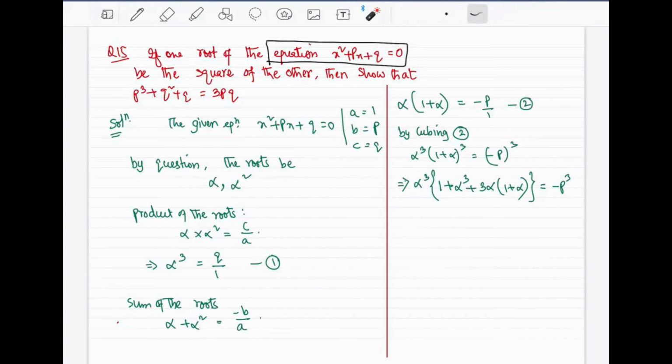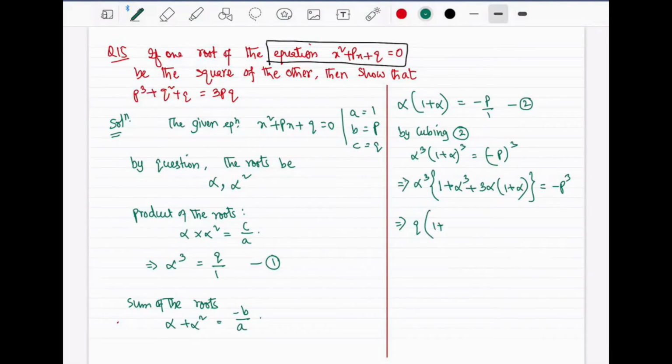Can we put in the value? Do we have all the values? Yes, we do. Alpha cube. Look at the equation 1. Alpha cube is how much? Q. 1, let it be. Alpha cube, it will be Q. 3, okay, let it be. This whole portion, alpha 1 plus alpha, is this one, right? What is the value of this? It's minus p. So just put in the value. That's it. So alpha cube, we are putting q.